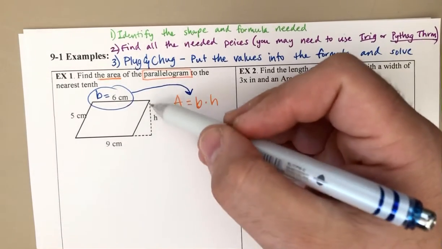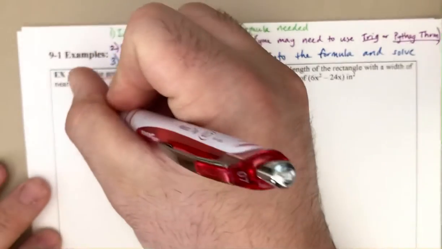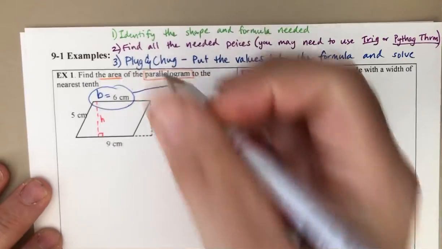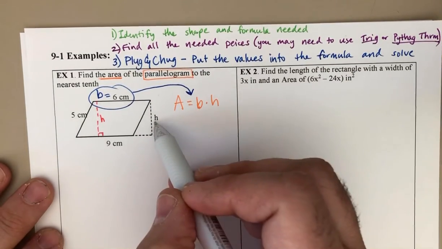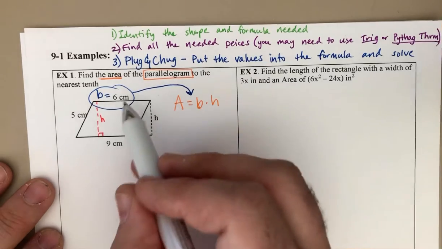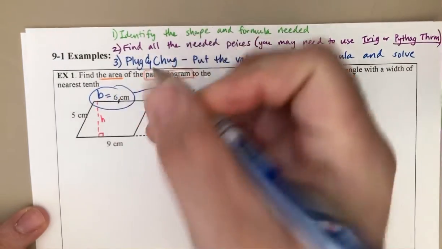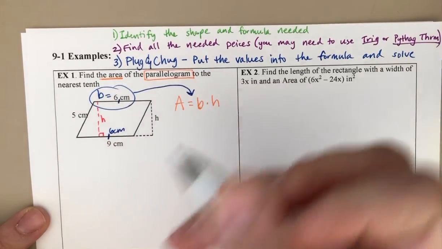Well, the height's a little bit weird. They drew the height outside of our parallelogram here, but if I were to draw it inside, like that, that's still the same height. Those look the same length, and they are the same length. They just happen to draw it outside. And remember, for parallelograms, opposite sides are congruent. So if this is 6 up here, then this has got to be 6 down here.